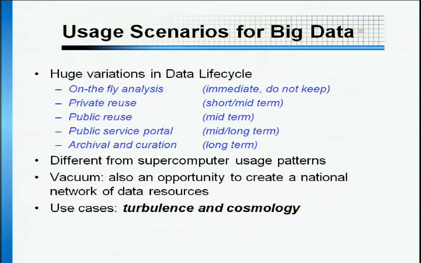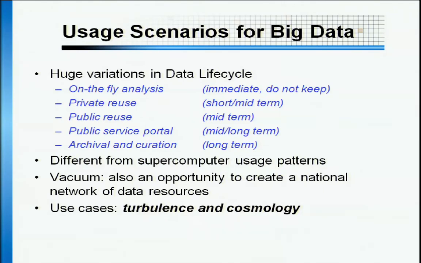Anyway, what is emerging is that these lower tiers are starting to become quite different from the traditional supercomputer usage pattern. And of course, there is a vacuum. Right now, there are very few people and organizations which pick up this problem. So there is an opportunity to create a network of data resources, really. There is really a vacuum, and there is a need for this.